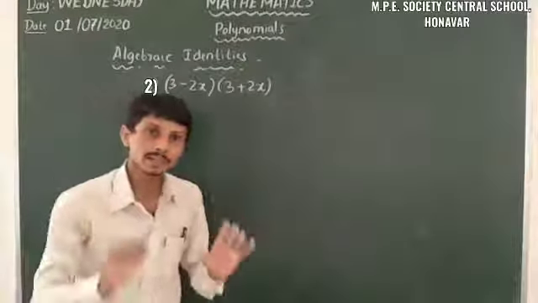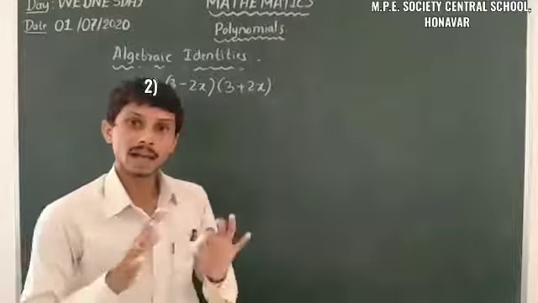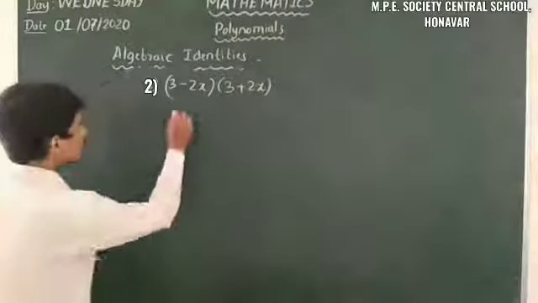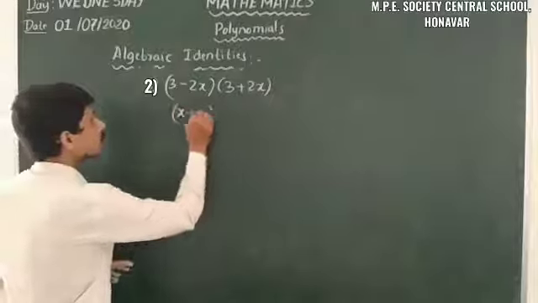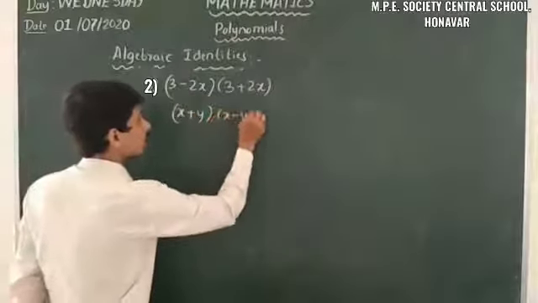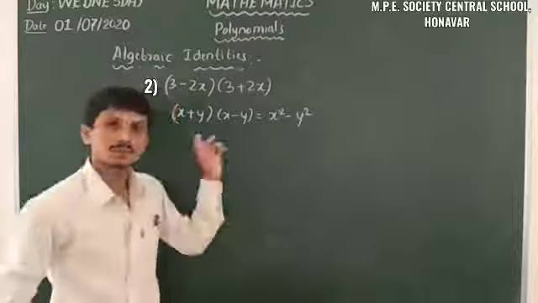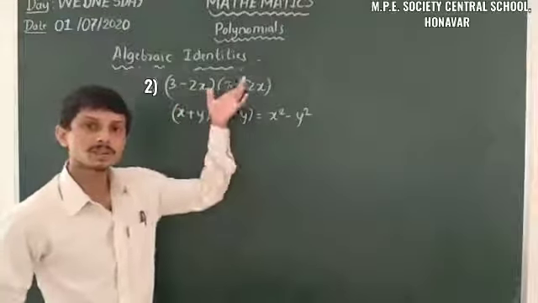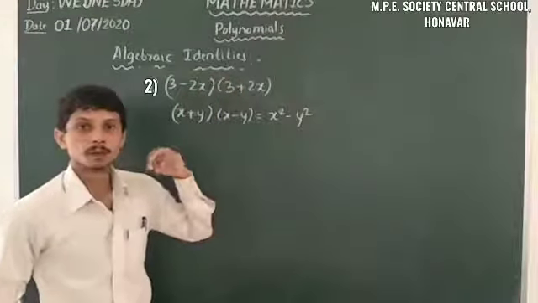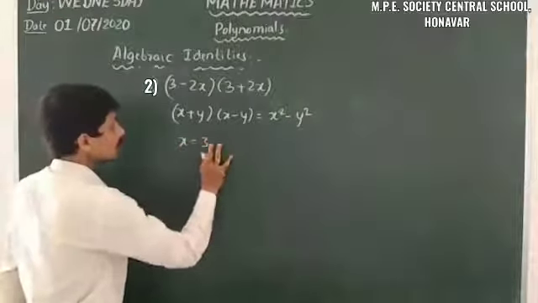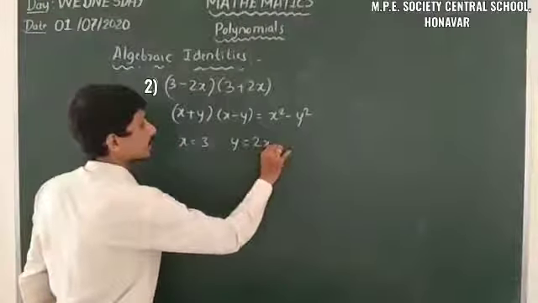So we have to take the algebraic identity similar to this problem, that is (x plus y) into (x minus y) is equal to x square minus y square. From this formula we have to simplify this problem. So here we have to take x is equal to 3 and y is equal to 2x.